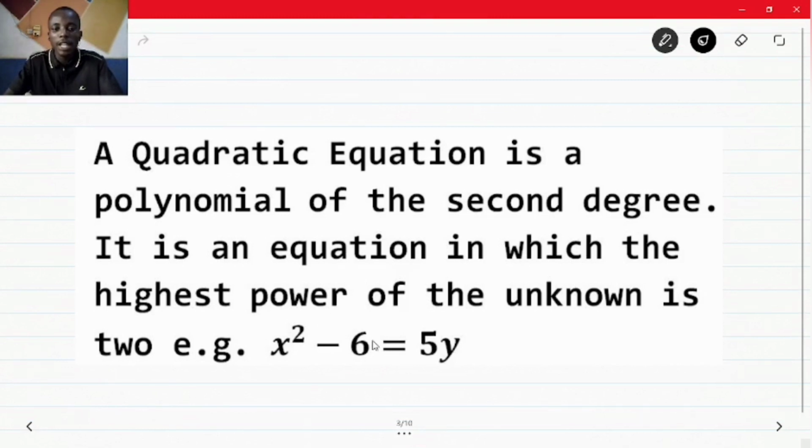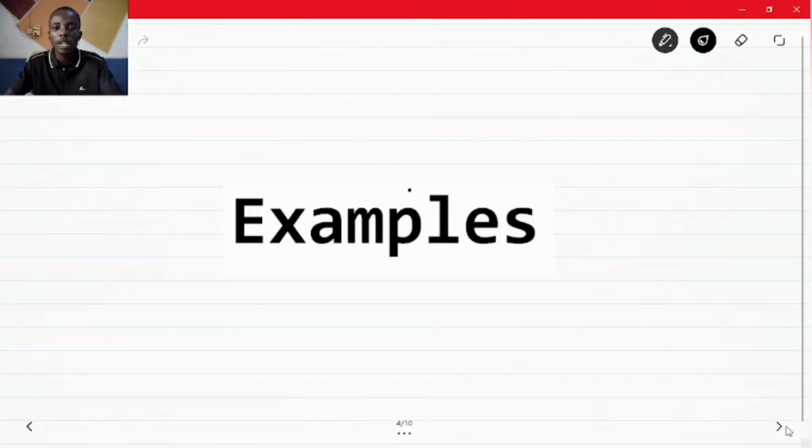The difference between the last one and this is that here x is raised to power 2, and y is raised to power 1. So this makes it a quadratic equation because x is raised to power 2. That's basically the difference between a linear equation and a quadratic equation. So in this lesson, we are going to be solving about 2 or 3 examples to show how we solve them simultaneously. Let's get into the examples.